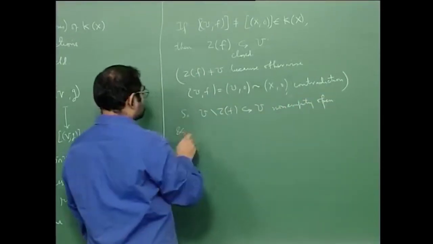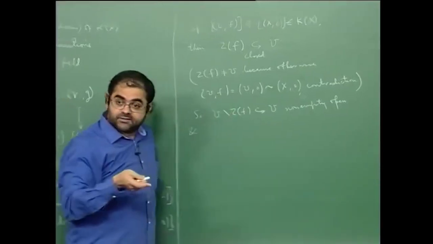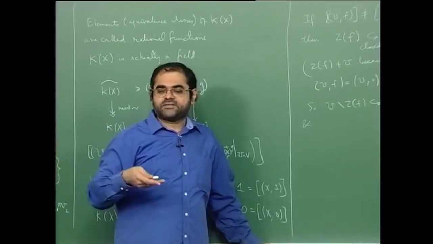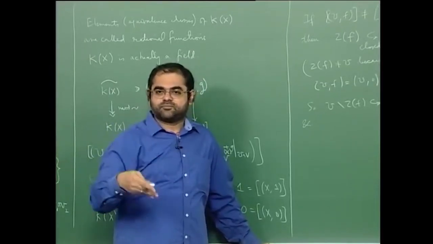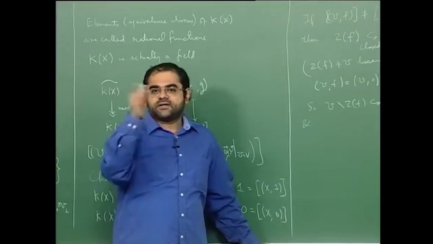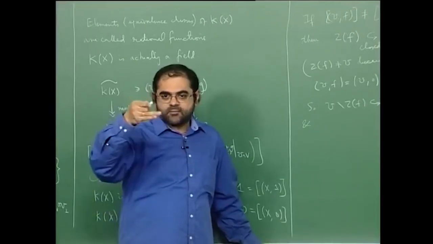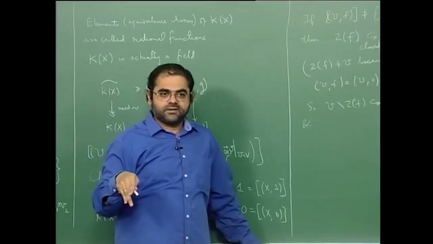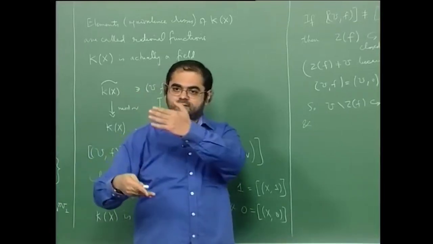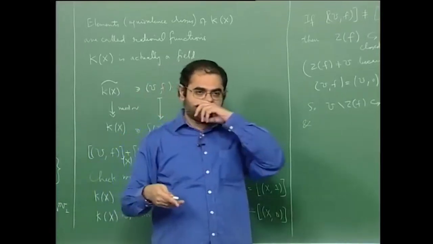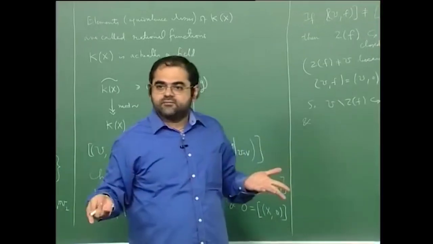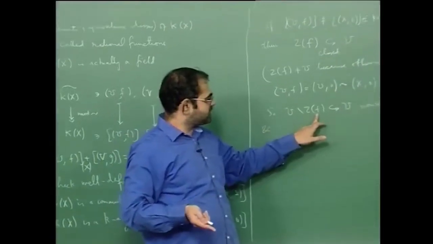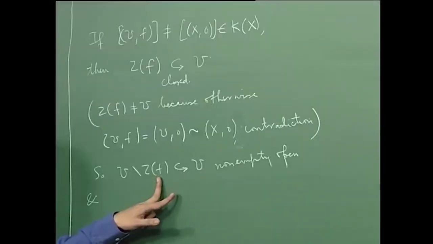And of course, where a regular function doesn't vanish, its reciprocal is also a regular function. After all, a regular function is locally of the form quotient of polynomials. Where it will not vanish is where the numerator polynomial does not vanish. Already when you are writing the quotient, the denominator polynomial cannot vanish. If the numerator also does not vanish, then the reciprocal will again give you a regular function at that point locally. Therefore, wherever a regular function doesn't vanish, its reciprocal is also a regular function.